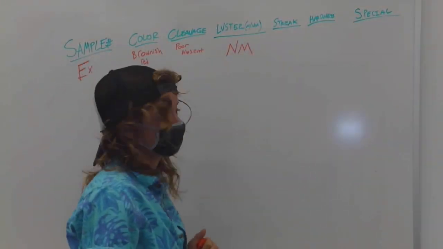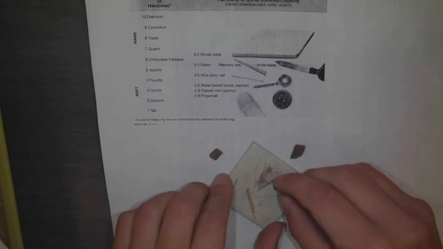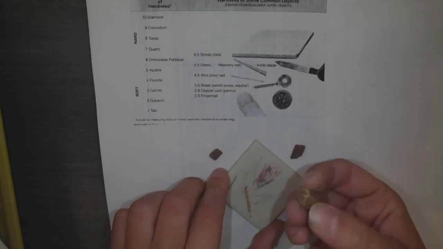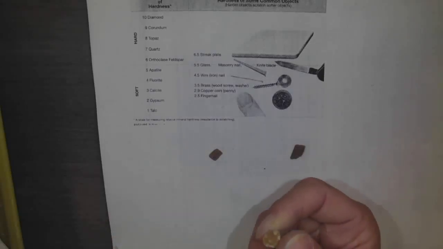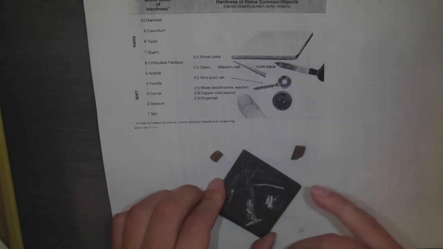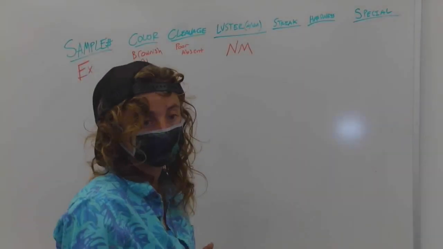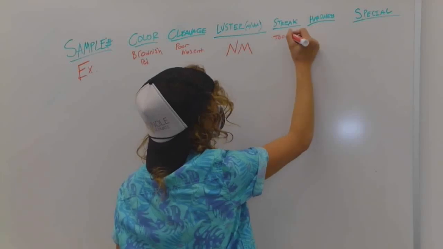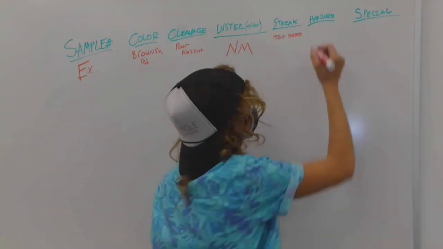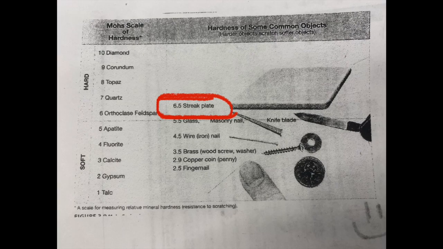The next property on our sheets is streak, and this is going to be the color that happens when you rub a mineral on a streak plate. We have the white ones, we have the dark ones, so that you can see the color. In some cases, like this one, the mineral is actually so hard that it scratches the streak plate, which is a good segue into our next property, which is hardness.